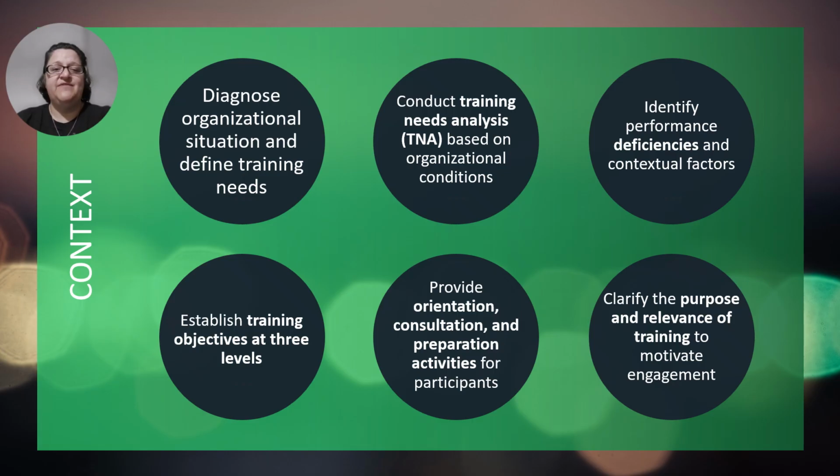From there, we identify performance deficiencies and contextual factors, such as learner goals, program requirements, or time constraints. Based on this, we define 3 levels of objectives. Ultimate objectives, like improving instructional design competency in a graduate program, intermediate objectives, such as applying design models like ADDIE, and immediate objectives, like learning to write measurable learning objectives. This stage also includes orientation and preparation, helping learners understand why these LinkedIn modules matter for their academic or professional growth, which increases motivation and engagement.